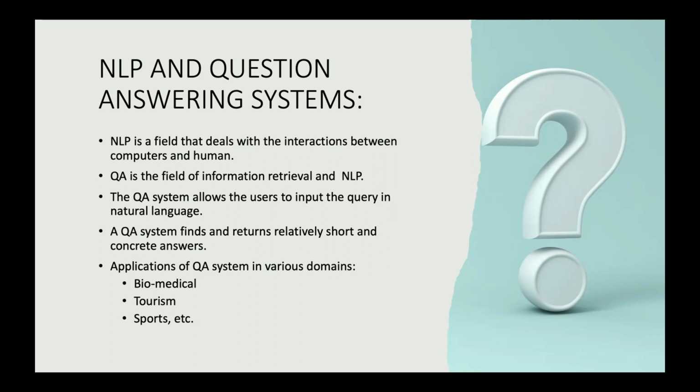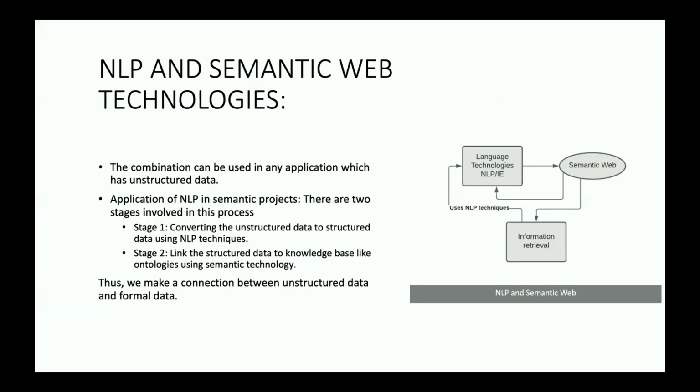So our experiment is a closed domain question and answering system, and the QA system finds and returns relatively short and concrete answers to any given question. And the application of QA system is in various domains such as biomedical, tourism, sports, etc. And we have combined NLP with semantic web technologies because this combination can be used in any application where there is large unstructured data.